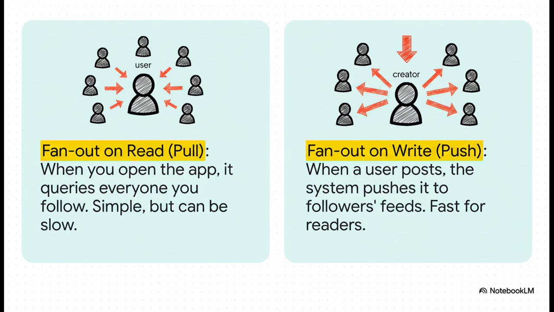The alternative is fan out on write, or push. When someone you follow posts something, the system immediately pushes a copy of that post into a pre-made feed that's just waiting for you. This makes reading your feed incredibly fast, but it creates a ton of work for popular creators with millions of followers.